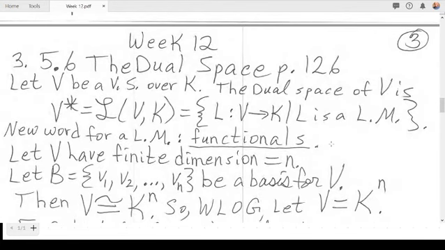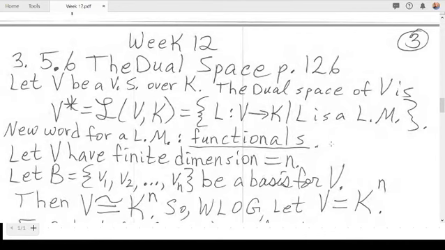Next, we look at section 5.6, the dual space of a vector space. The dual space of a vector space is the space of all linear maps going from V to K. Now we're going to use a new word for a linear map. We're going to call it a functional. And so the dual space of V is the space of all functionals going from V to K.